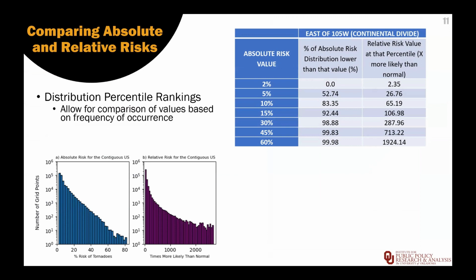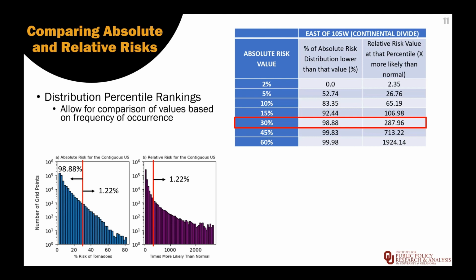So we can also learn a little bit by comparing the two distributions and looking at percentile rankings. We can get an idea of how often each of these absolute risk values occur, and then compare that to how often relative risk values occur. So for example, we'll try that 30% absolute risk. We can see that it is at the 98.88 percentile, which means if we look at that distribution, 98.88% of absolute risk values in the database are less than a 30% absolute risk. And then of course, 1.22% are greater than that.